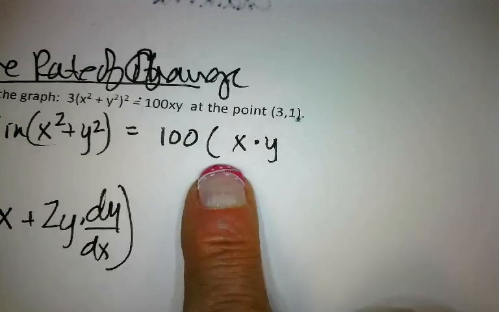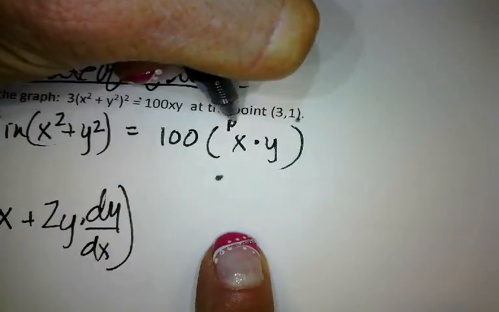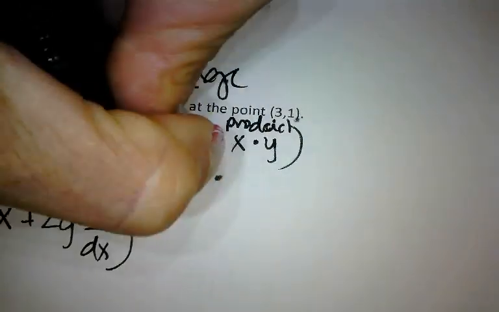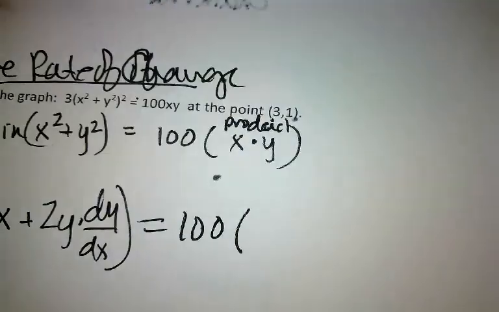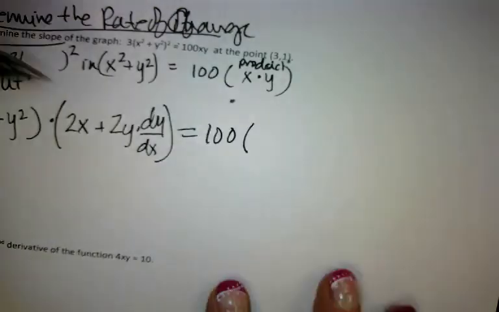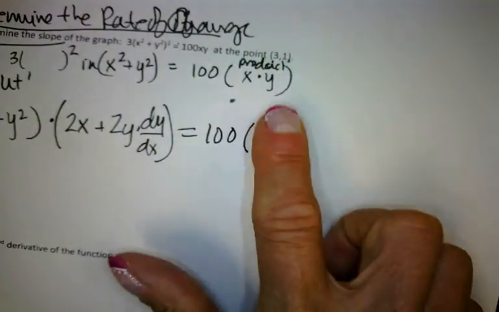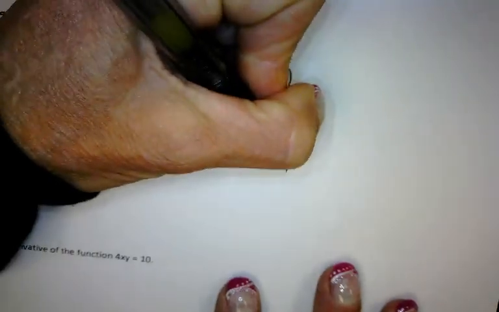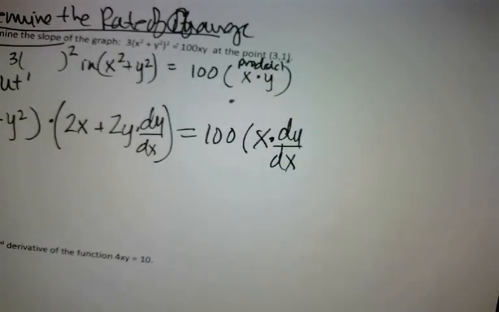So on the other side, I'm going to have 100, parentheses. All right, the first, which is x, times the derivative of the second, which is dy over dx. And you can just think the derivative of y is dy over dx. If it's just plain old y, its derivative is dy over dx. Plus the second times the derivative of x, which is 1. I'm not going to write times 1.